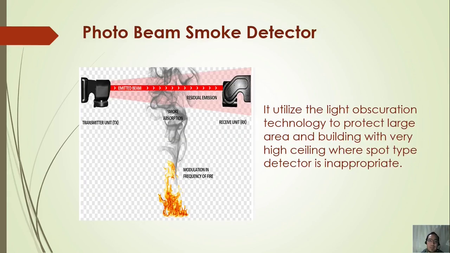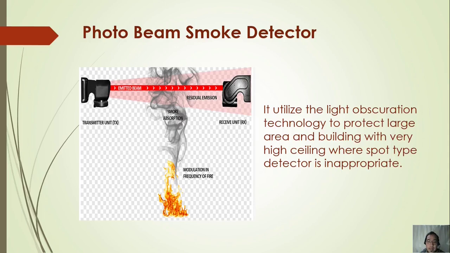So the next type of smoke detector is the photo beam smoke detector. This is the same as what we have in spot type. Same theory, I mean same technology, where we have a light source, transmitter, and another one is the receiver or sensor, something like that. But this time, the area that can be monitored is bigger compared to spot type. That is the difference between the two. So rather than installing a lot of spot type detectors in a big area, if we can install only one photo beam smoke detector, that is the advantage of having this type of detector.